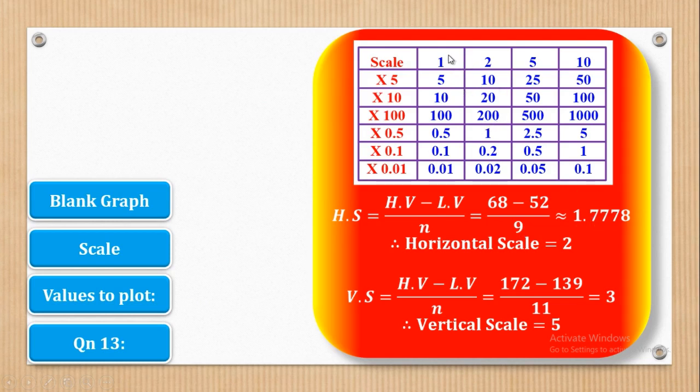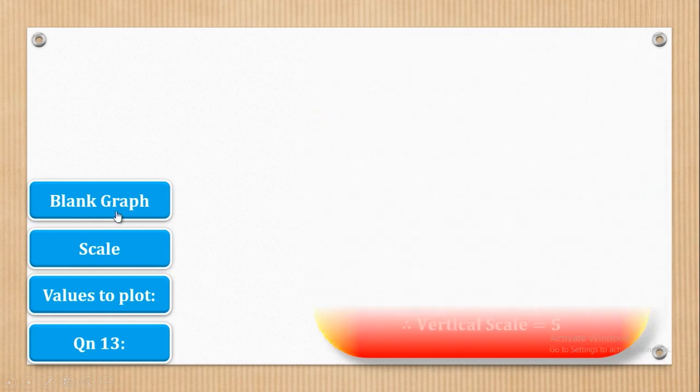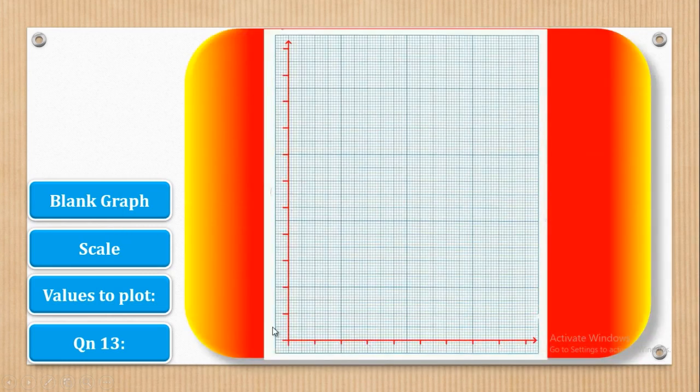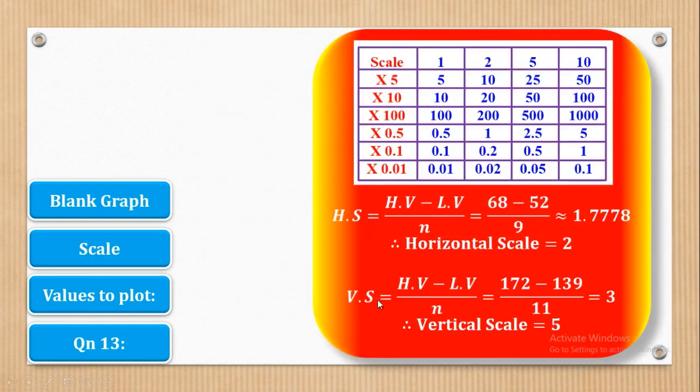So from 1 we go to 2, meaning that 2 will be our horizontal scale: each 2 centimeters will represent 2 units. For the vertical part, we go back and count these spaces: 1, 2, 3, 4, 5, 6, 7, 8, 9, 10, 11. So those are 11 spaces, meaning that on our scale we see the highest value, which is 172, the lowest value, which is 139, and the number of spaces, which is 11.